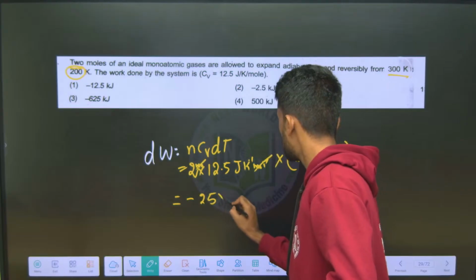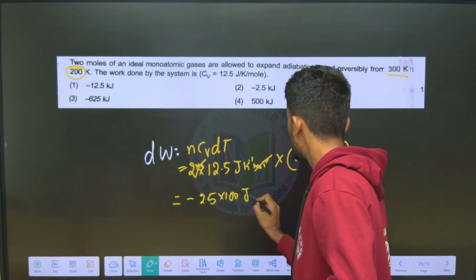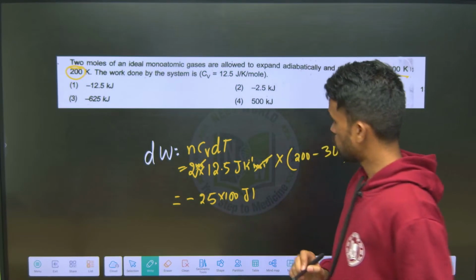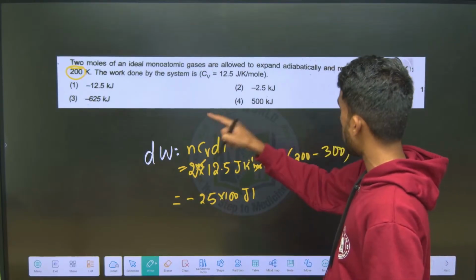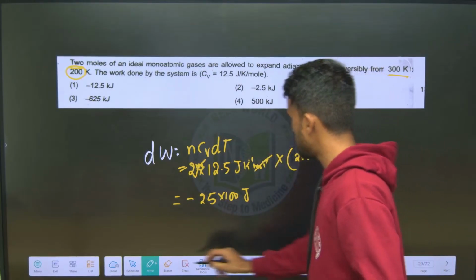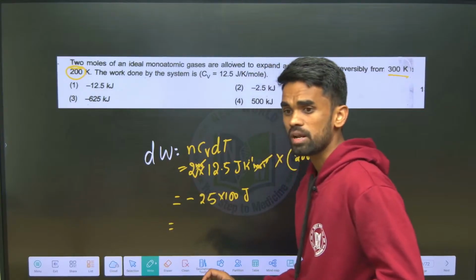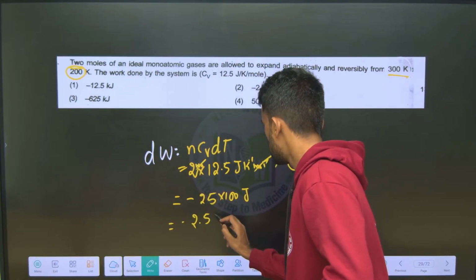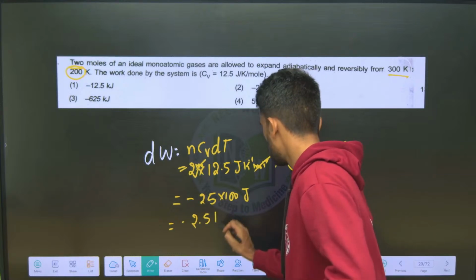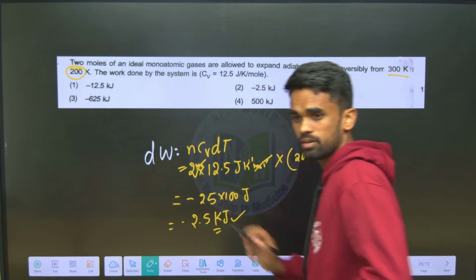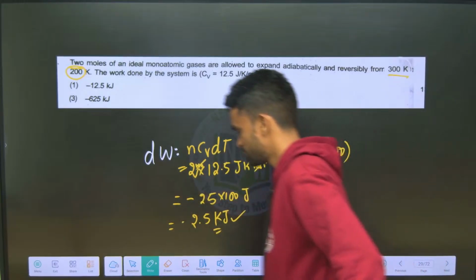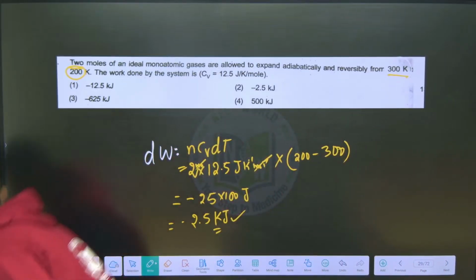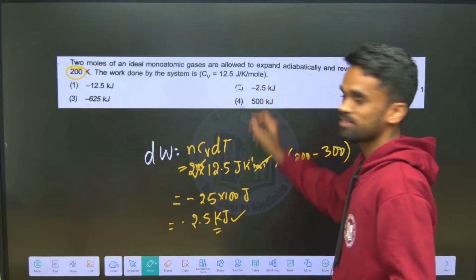So minus 12.5 into 2 means 25, into 100 joules we'll get. They have given all options in kilojoules, so multiply by 10 power minus 3. It will become minus 2.5 kilojoule. That's it. So option 2 will be our answer.